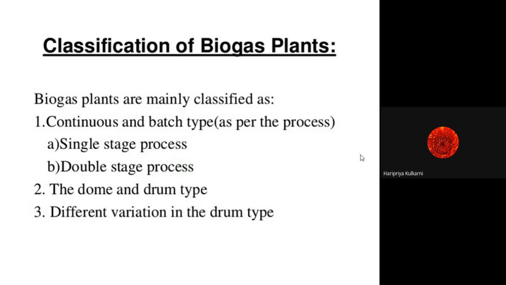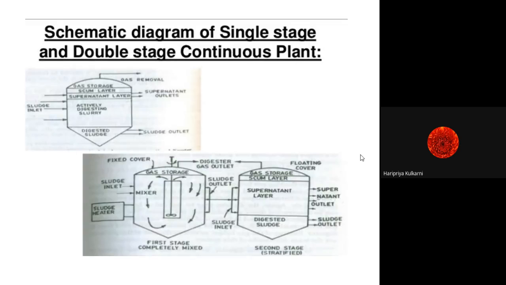So we have seen basic classification: batch type, single storage, double storage, dome type, drum type, and then variation in the drum. So this we have already studied: single stage and double stage. In double stage, the stages are only made two. This is first stage and this is the second stage. In the first stage, complete mixture is formed, and in the second stage, gasification is done. So I have better diagrams than this. So we'll go further.